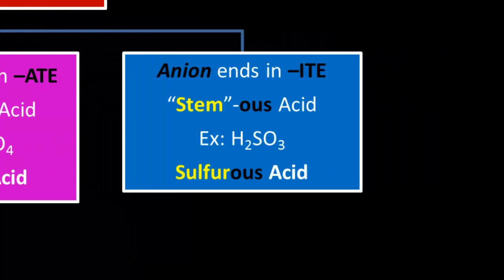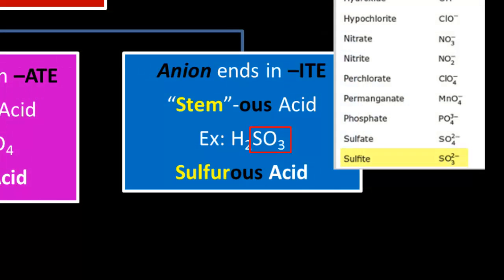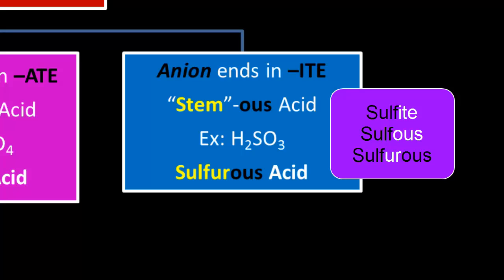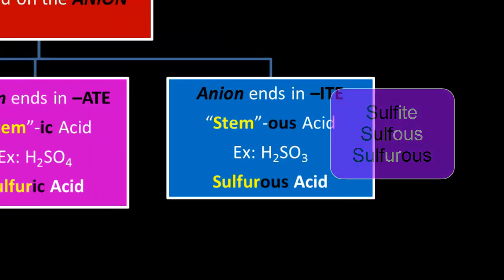And lastly, if the anion ends in "ite," we are going to change that "ite" to "us," and then add the word acid. An example right here is sulfite. We change our "ite" to "us," and it would sound like sulfus, but remember, with sulfur and phosphorus, we add the UR or OR back on, so it would be sulfurous acid.